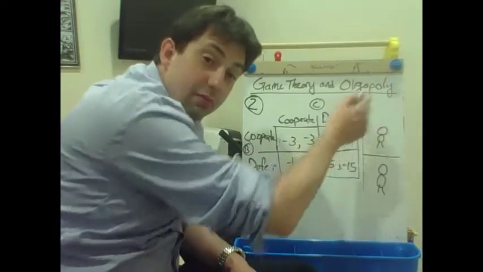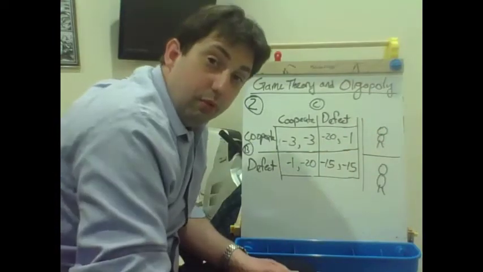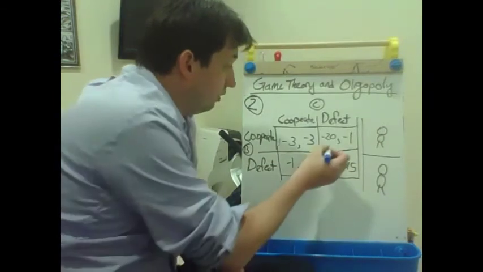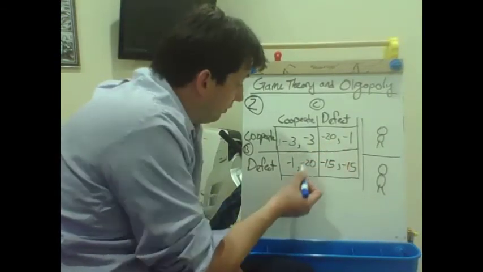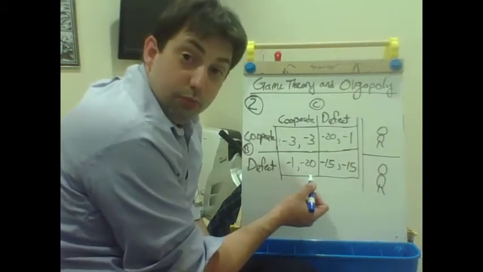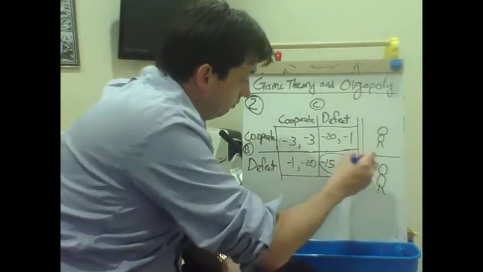Keep in mind, this is why they put them in separate rooms. They don't know what the other person's doing. They have to try to estimate. They have to try to think about it. So this isn't a Nash equilibrium either. And of course, this isn't either because they're symmetric. The only Nash equilibrium is here.